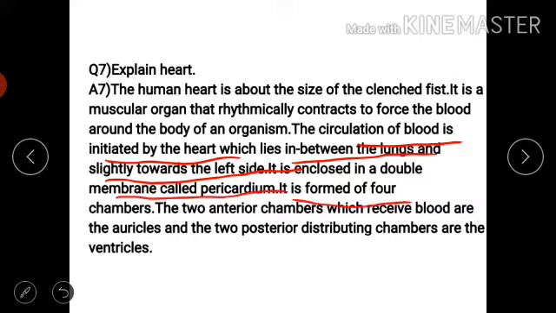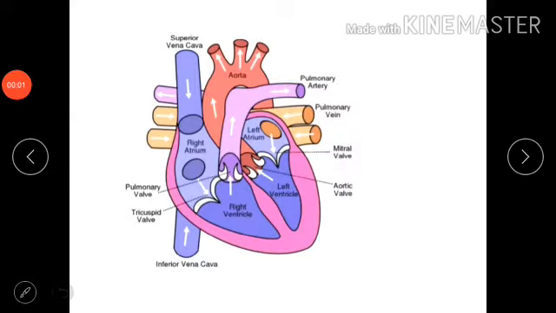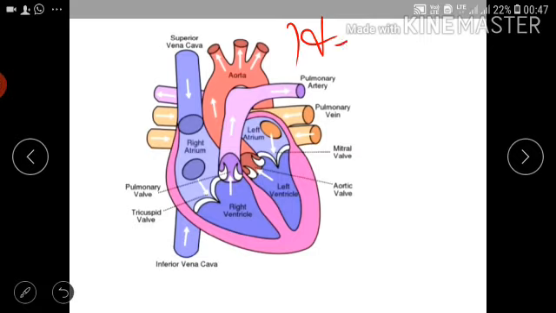It is formed of 4 chambers. The 2 anterior chambers which receive blood are the auricles, and the 2 posterior distributing chambers are the ventricles. This is the picture of the heart.